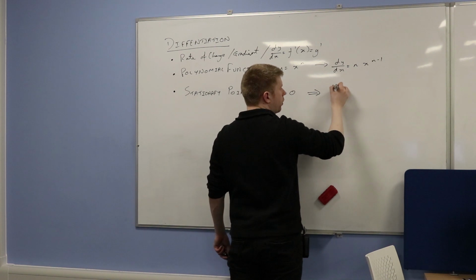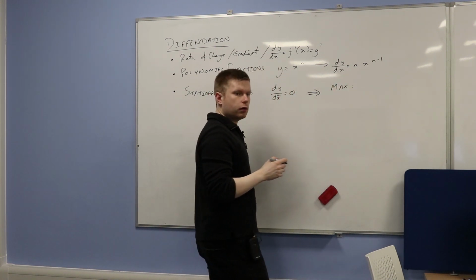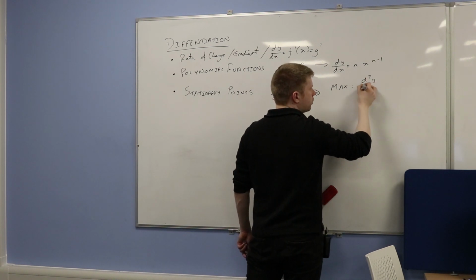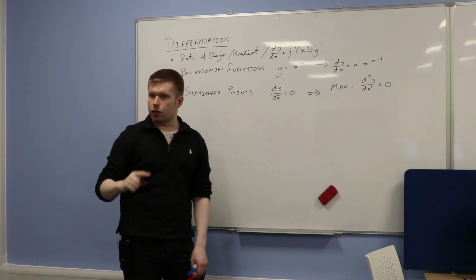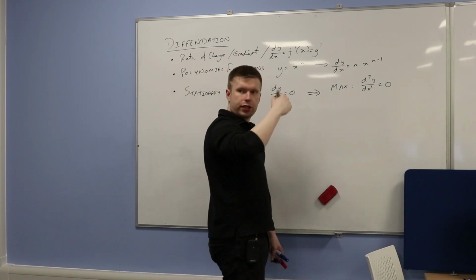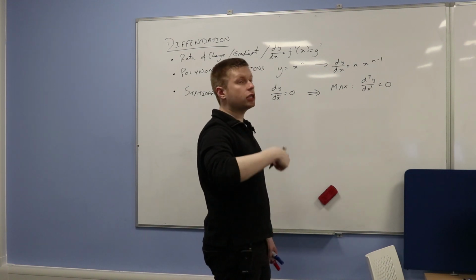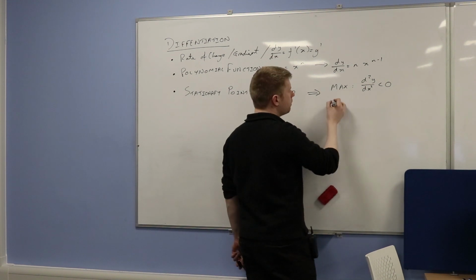Okay. So remind me, a maximum. How do we work out a maximum? The second derivative is less than 0. Exactly. So it's a decreasing function around that point. So for a local maximum, the second derivative, in other words, the rate of change of the gradient, has got to be negative. It's got to be decreasing.